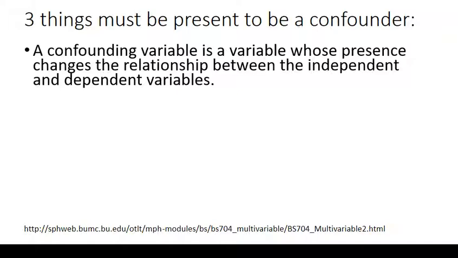A confounding variable is a variable whose presence changes the relationship between the independent and dependent variables. So it kind of mixes the picture up a little bit. If you knew this, then you might change your opinion about something. If you're doing, for example, a study on heart disease and obesity, there is a link there. But in studying that, there's other variables that you want to consider.